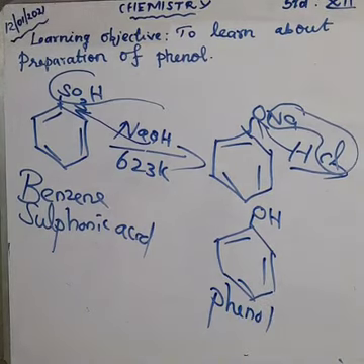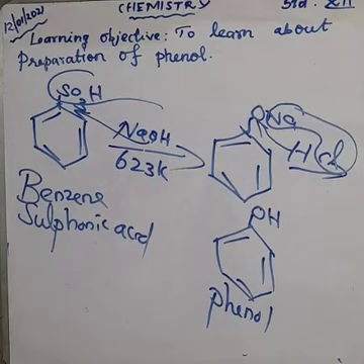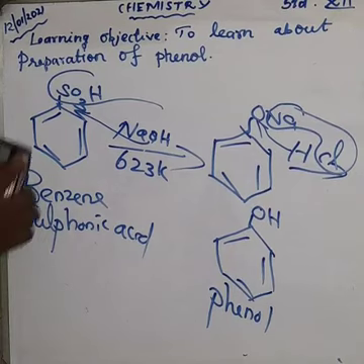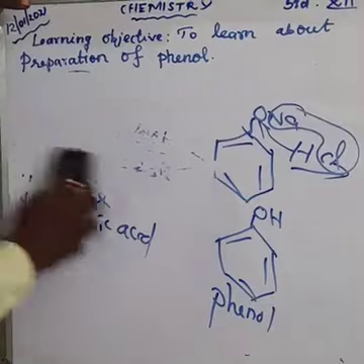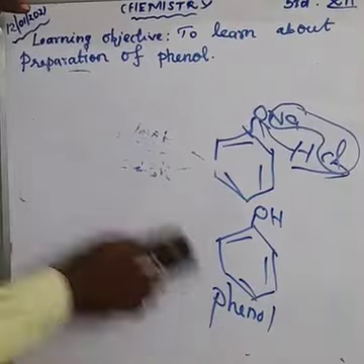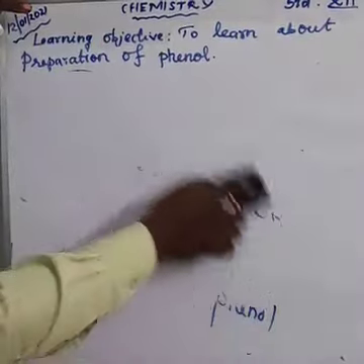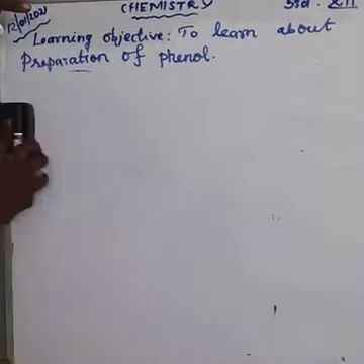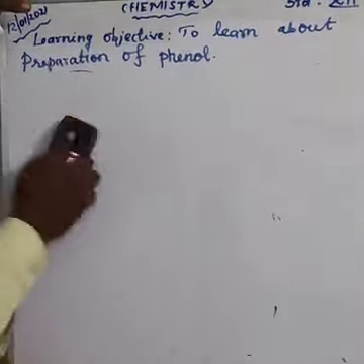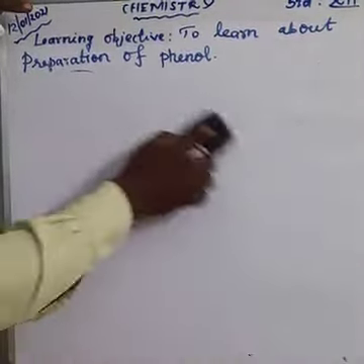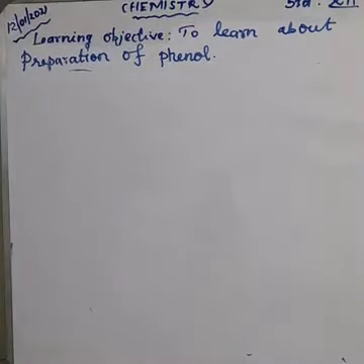Very important questions: preparation of phenol by Dow's process, and preparation of phenol from benzene sulfonic acid. Next, how will you prepare phenol from aniline? This is also one of the important questions. What is the formula for aniline? C6H5NH2, with an NH2 group attached. So the name of the compound is aniline.